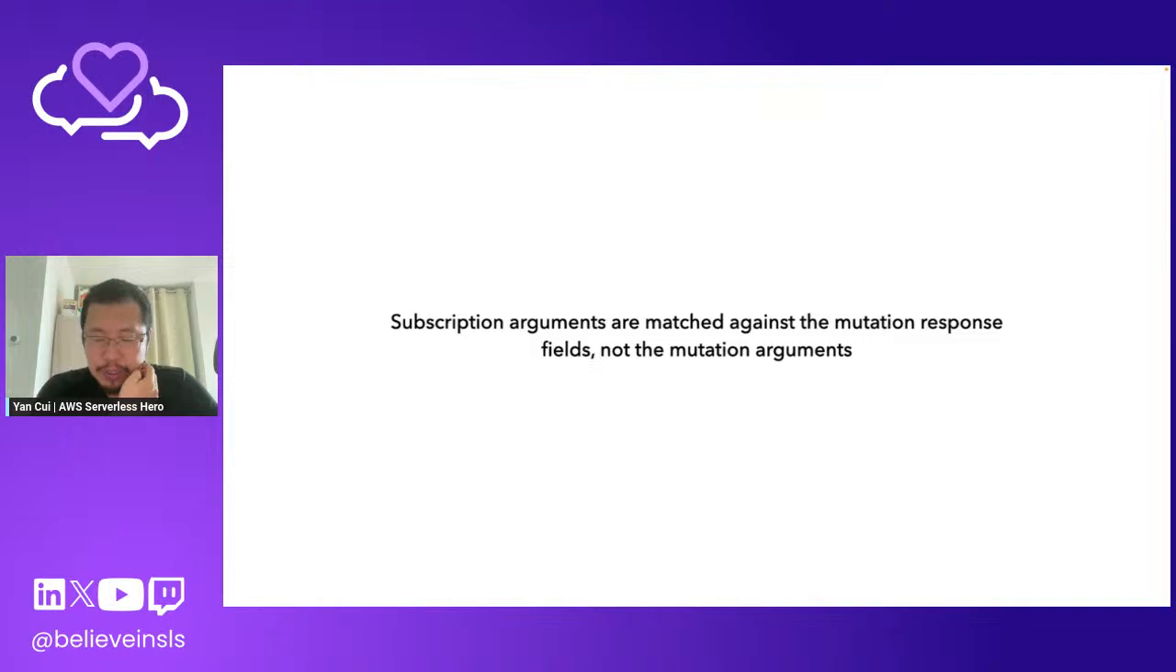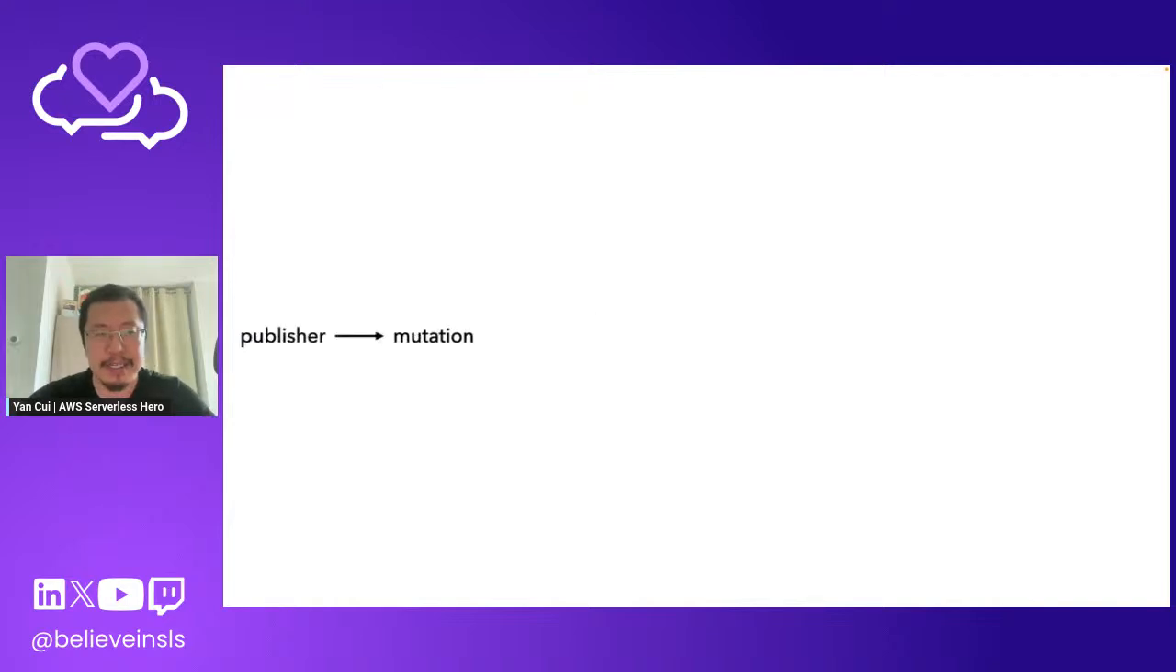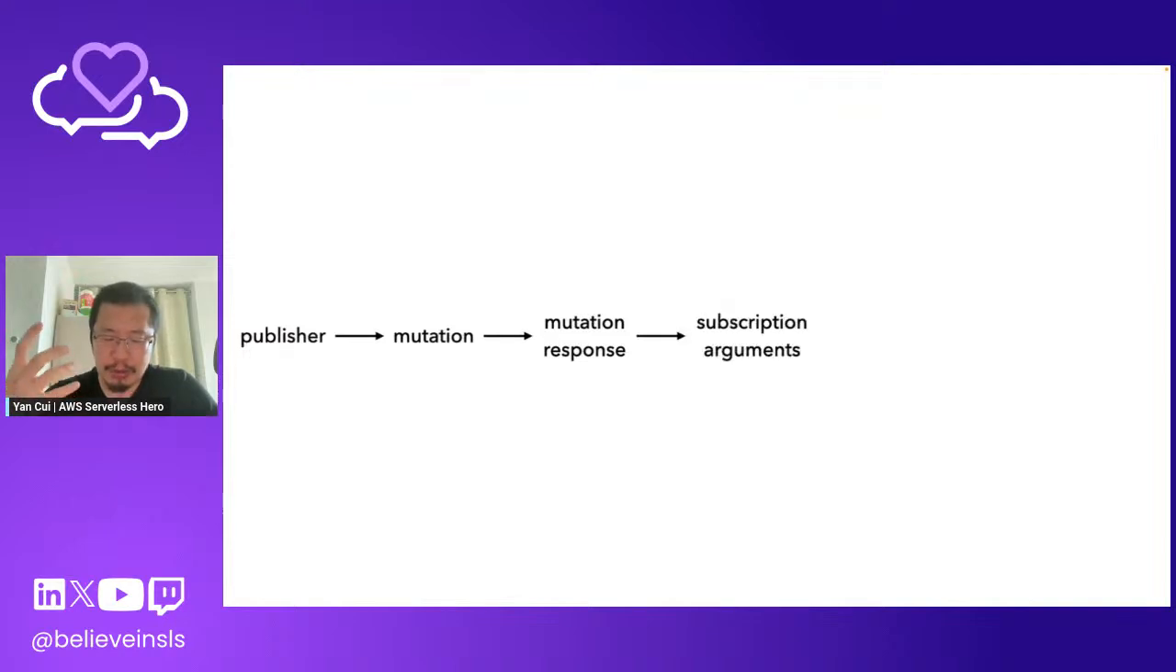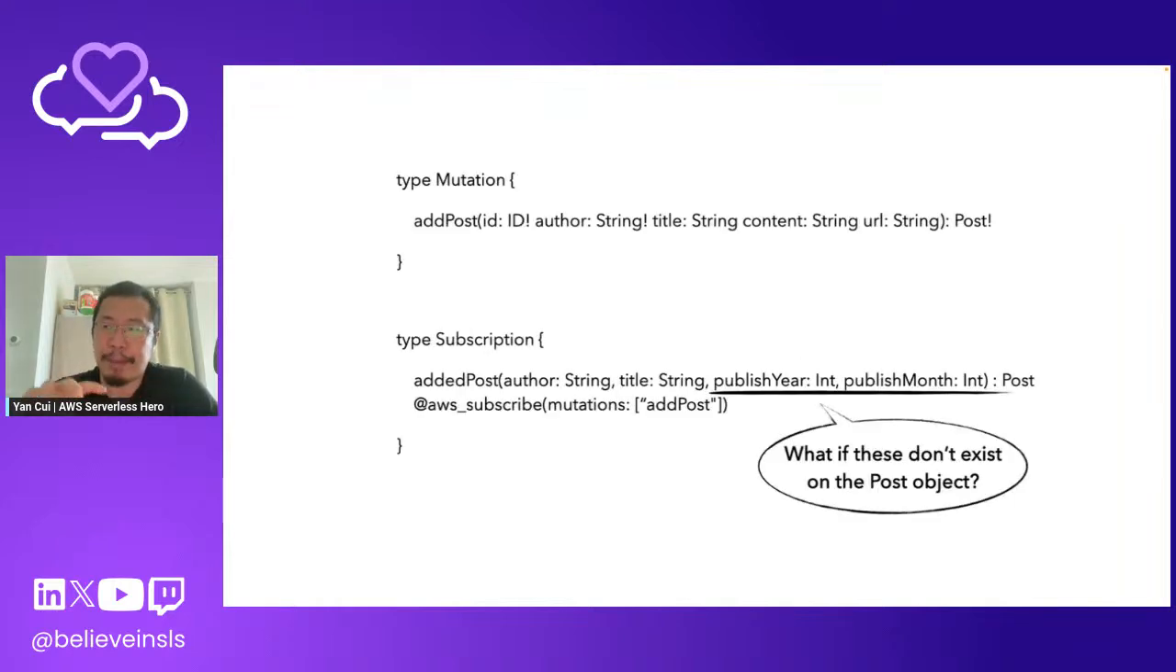Another couple of things there you go. Subscription arguments are matched against the mutation response field, not the actual argument. So in this case, a publisher would make a mutation request to update something in the system, to create a new post, new content, and whatever. And they're going to specify the objects, the data in the response. And that response is going to be used to match against the arguments for the subscription endpoints, so that the relevant updates are pushed to the people who are listening for those specific updates.